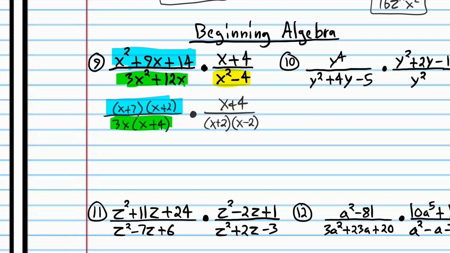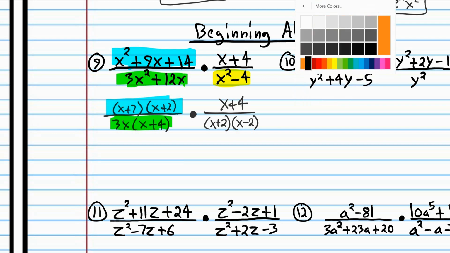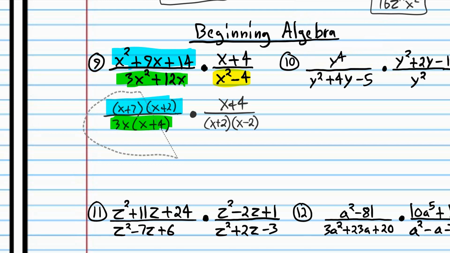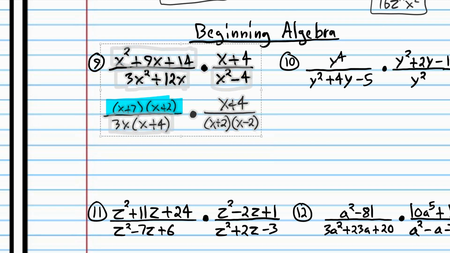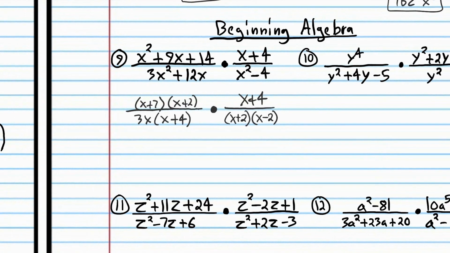All right. So at this point, I realize I can't use my colors. I gotta get back to white there. Because I have to use my colors to cancel out, or my highlighters. So we're going to cancel out all the things that we can cancel out.